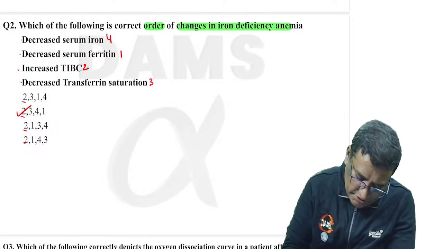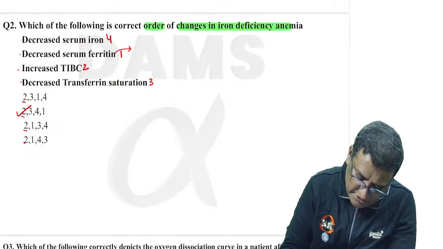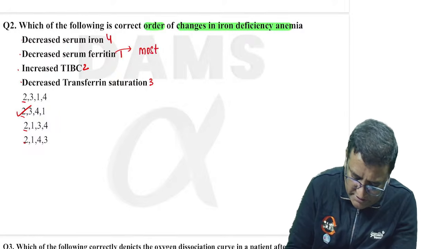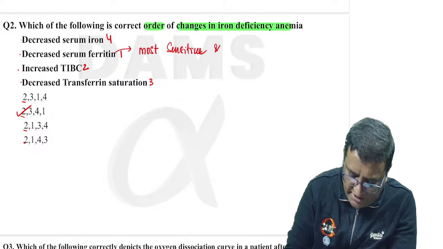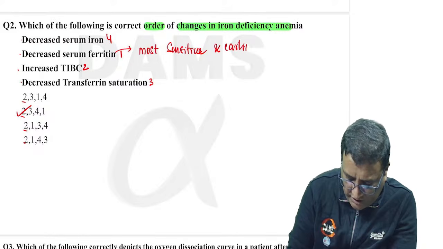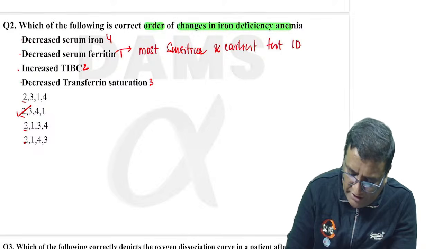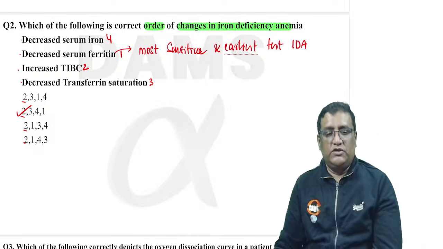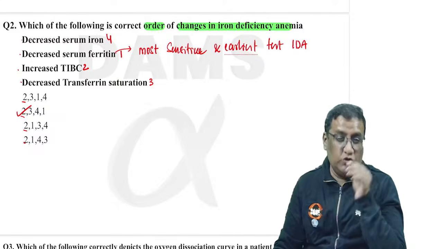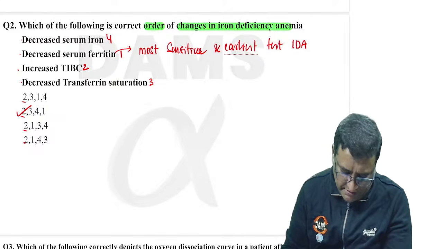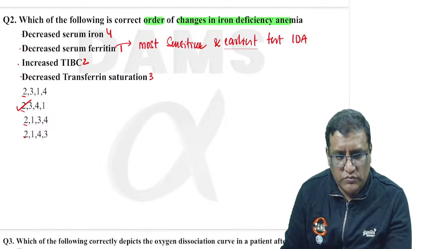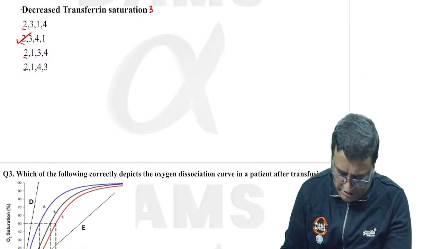Decrease in serum ferritin, if you remember, we studied that this is the most sensitive and also the earliest test for iron deficiency anemia. This can be asked even in your viva as well, so please expect this. The earliest and most sensitive test for iron deficiency anemia is what? Serum ferritin. Right? Yes.